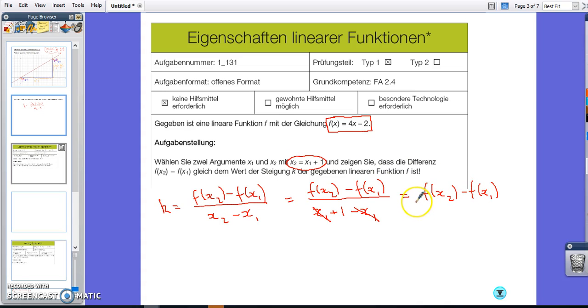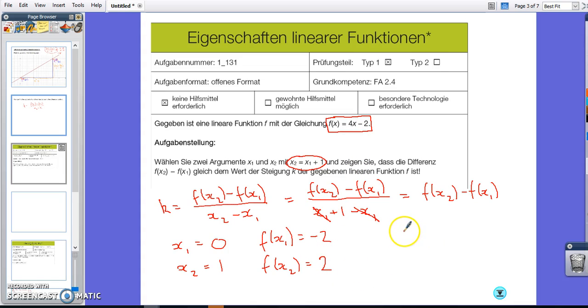So that's why the question works, but to answer this question we don't actually have to go in that much detail. Let's choose an x1. I'm going to pick 0 because that will be much easier, and so my x2 will be 1. Then my f of x1 will be minus 2. 4 times 0 take 2 is minus 2, and f of x2 will be 4 times 1, which is 4, take 2, which is 2.